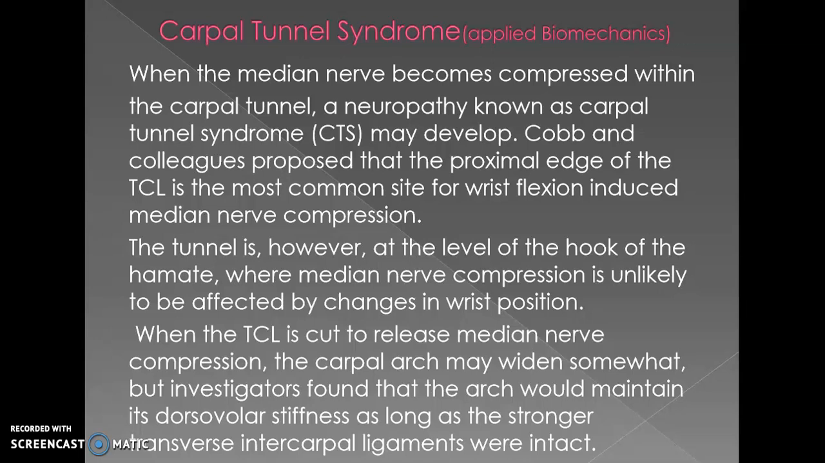However, at the level of the hook of the hamate, the tunnel is where median nerve compression is unlikely to be affected by the change in wrist position. When the TCL is cut to release, the surgical operation normally done to relieve the median nerve compression, it is because the TCL, which is a strong ligament, gives the strength to the tunnel.